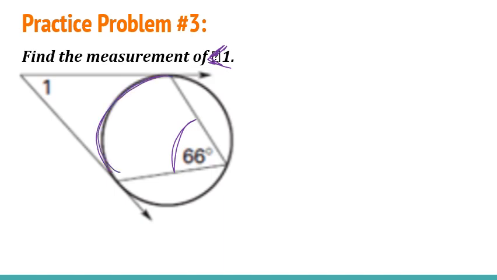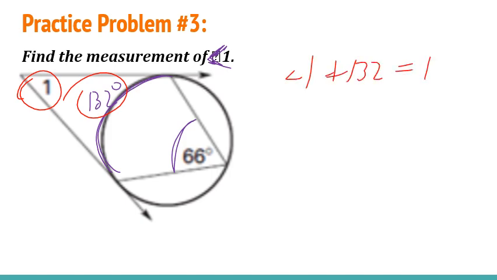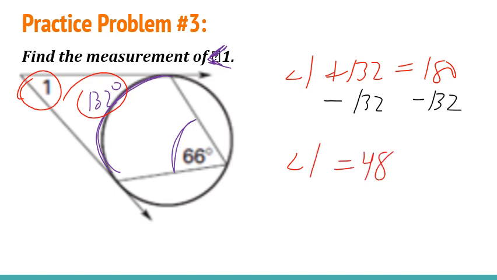So this is going to be 132 degrees. That's 66 times 2. So again, applying what we know, angle 1 plus 132 is going to have to equal 180. So if you subtract 132 from both sides, the measurement of angle 1 is going to equal 48 degrees. There you go. It's not too difficult if you know what to look for.